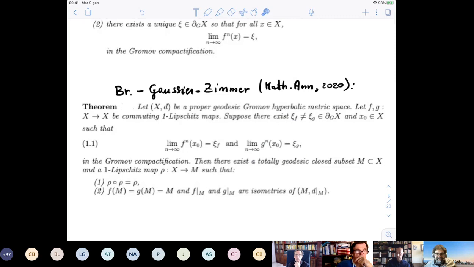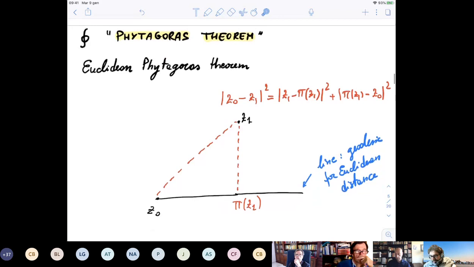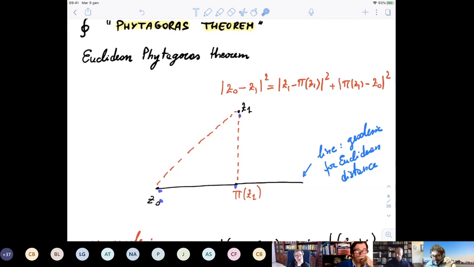Let me also mention this Pythagoras theorem, which holds in Gromov hyperbolic space. So the usual Pythagoras theorem tells that if you take three points, z naught, pi z1, and z1, then if you construct the square here plus the square here, this is equal to the square here. Okay, so that's the first Pythagoras theorem.